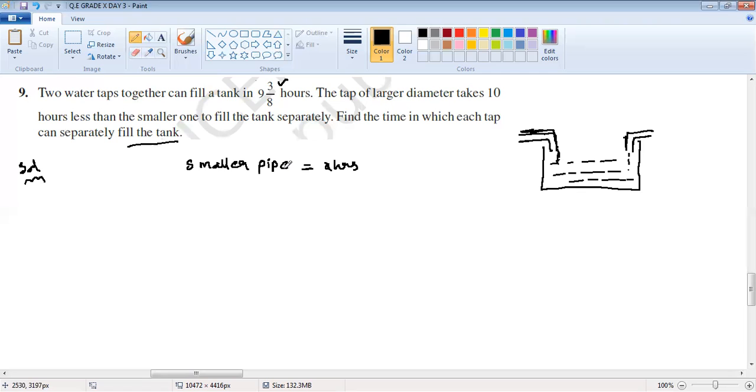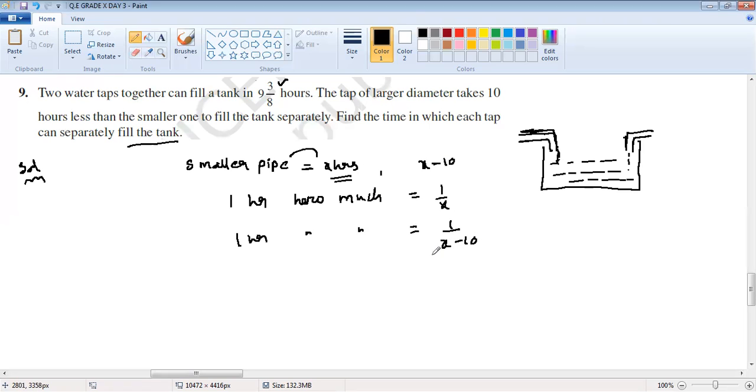Okay. Now in X hours it will fill the tank. So in 1 hour, how much work will it do? It will do 1 by x of the work. Similarly, the larger pipe will take x minus 10 hours. Then within 1 hour, how much will it do? 1 by x minus 10.